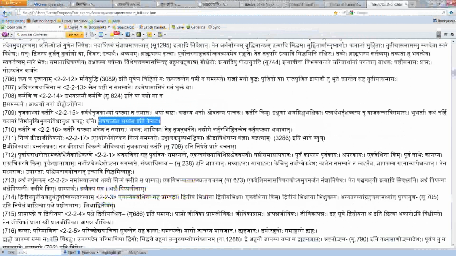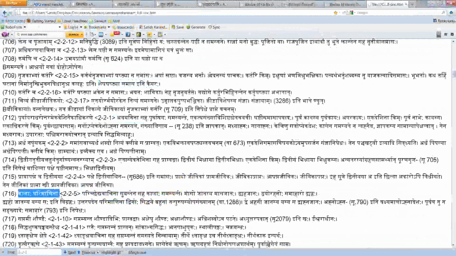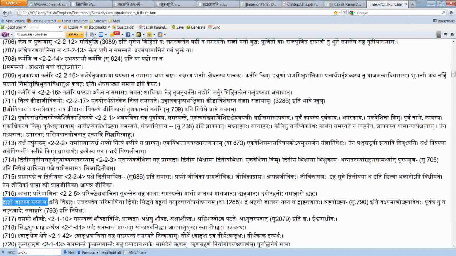See, Kalaha Parimanina, right? Look at the Vigraha Vakyam which he gives: Masaha Jatasya Yasya Saha. Look at the Vigraha Vakyam he gives. So now this is better. So when you say Masa Jatena, we have to say Masaha Jatasya Yasya Saha, Tena. It will not become Masena Jatasya.